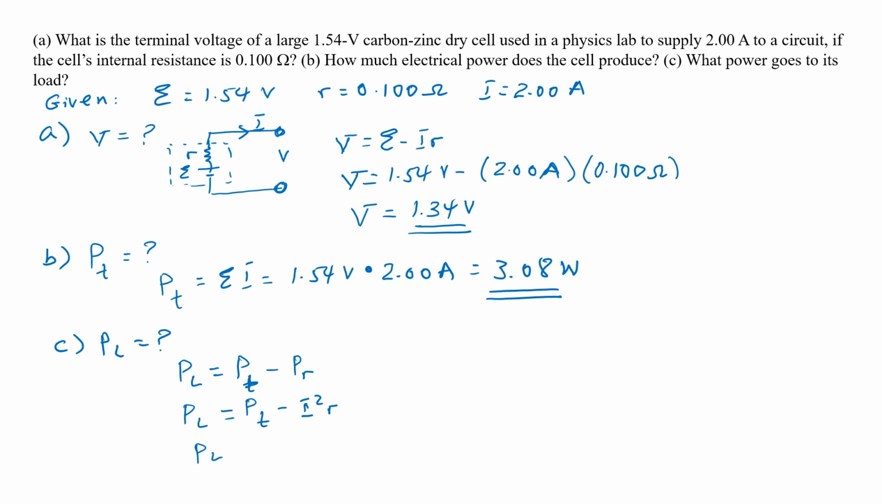So power of the load is going to be, we have calculated the total power in B, and that's 3.08 watts, minus the current squared, which is 2.00 amp squared, times the internal resistance, which is given to be 0.100 ohm. That will be equal to 2.68.